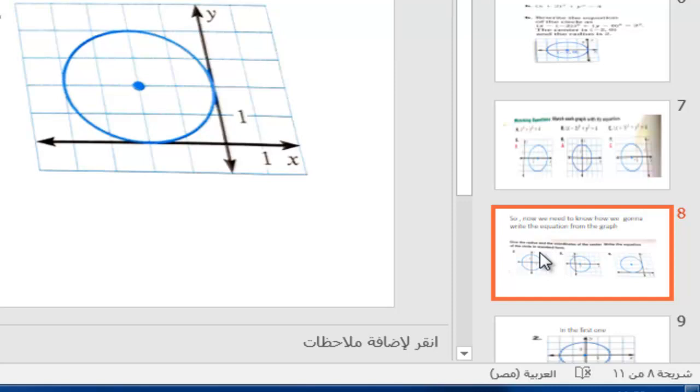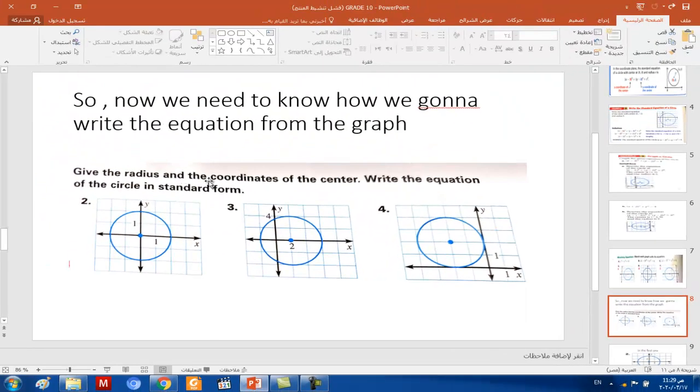So now we need to know how we're gonna write the equation from the graph. Give the radius and the coordinate of the center and write the equation of the circle in the standard form. Number 1 here, we know, is the origin point. So the center is 0 and 0, and the radius equals 2 units. And here the center is 2 and 0, and the radius equals 2 units.